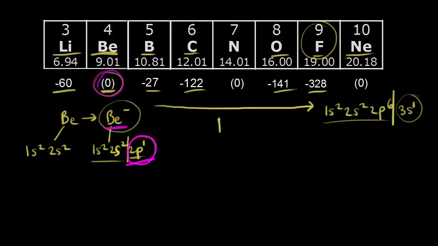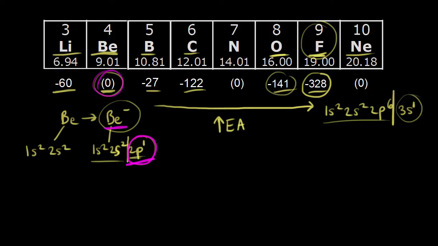So as we go across a period, we get an increase in the electron affinity. The negative sign just means that energy is given off, so we're really just looking at the magnitude. More energy is given off when you add an electron to a neutral atom of fluorine than if you add an electron to a neutral atom of oxygen.